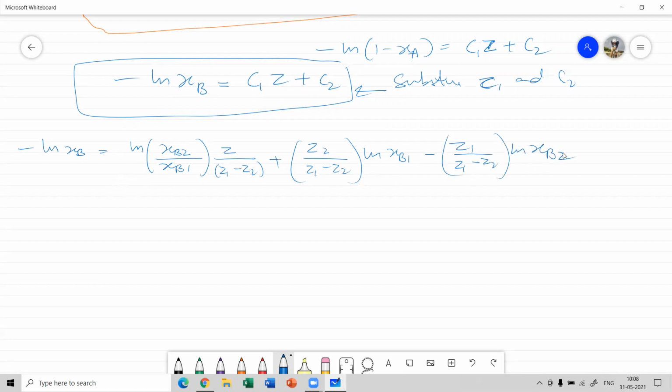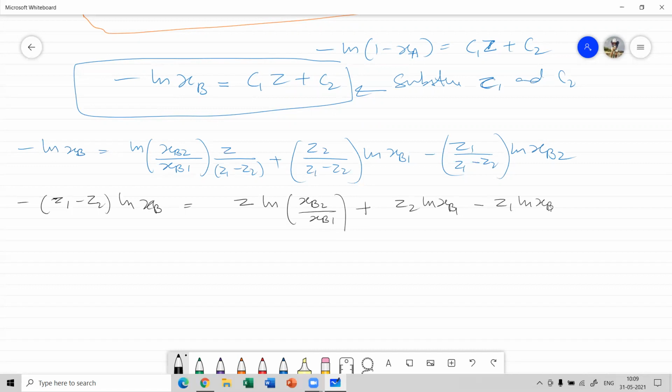Now we have kept the whole equation in terms of x_B. Now (z1 minus z2) is common in this. This can be taken over here. So it's (z1 minus z2) ln x_B equal to z times ln(x_B2 over x_B1) plus z2 ln x_B1 minus z1 ln x_B2. Now the minus sign can be adjusted over here.